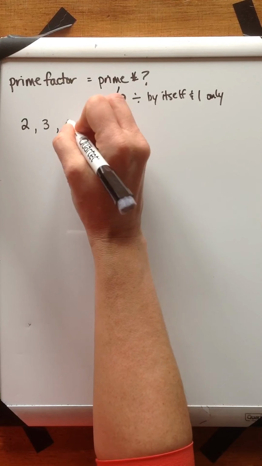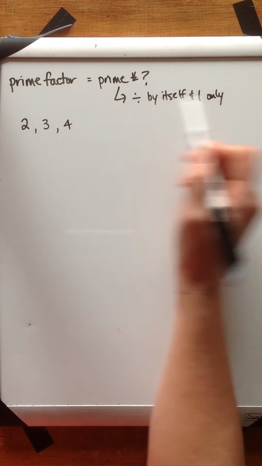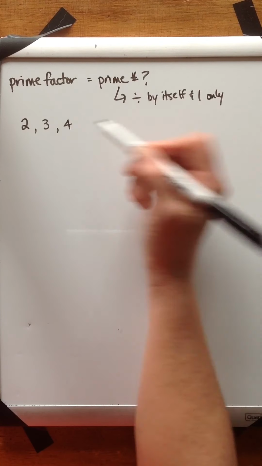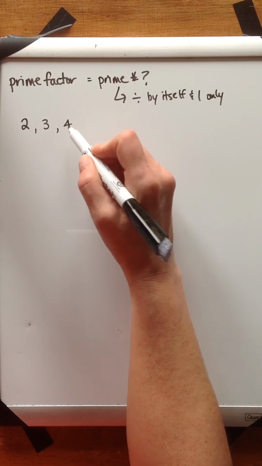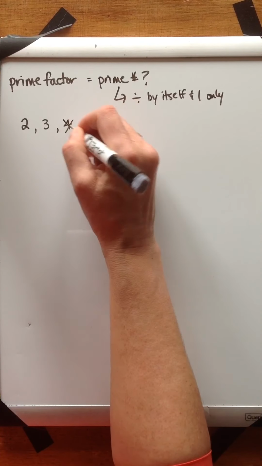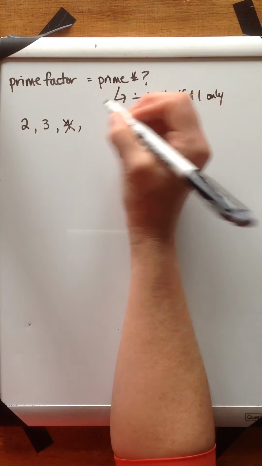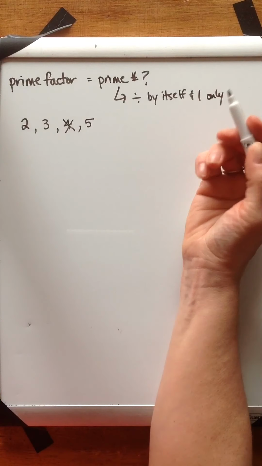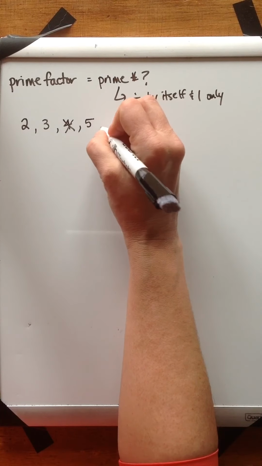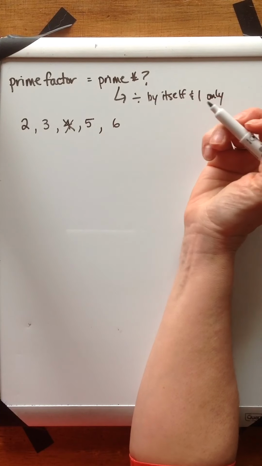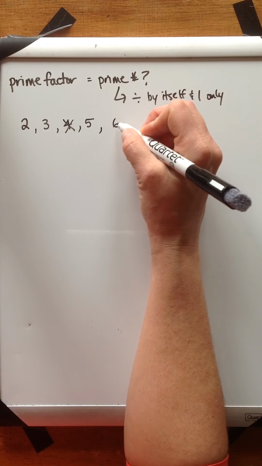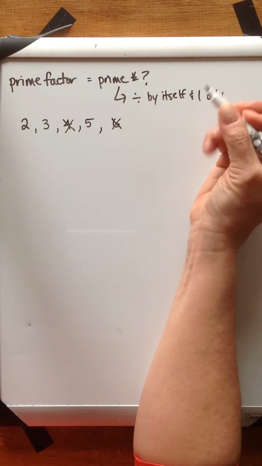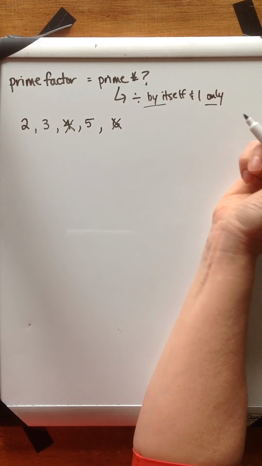If we look at the number 4, 4 is divisible by 4, and it's divisible by 1, but it's also divisible by 2, which is another prime factor. So 4, because it's divisible by something other than itself and 1, is not a prime factor. If we keep going, we think about the number 5. 5 has nothing else that can divide into it, so it is a prime factor. The number 6 is not a prime factor because it can be divided into groups of 2, groups of 3, groups of 1s, and groups of 6s. That's too many options. It's not only divisible by itself and by 1.